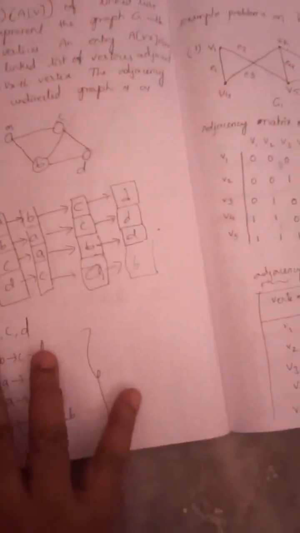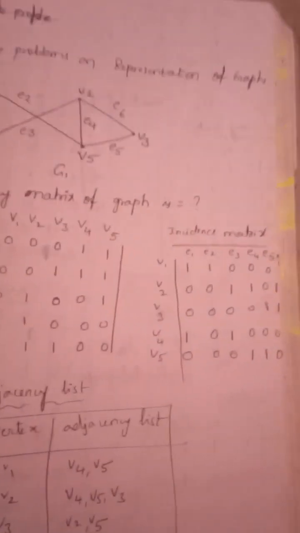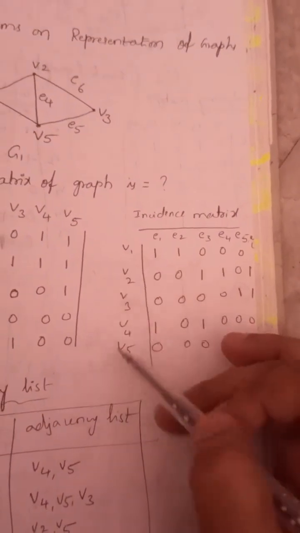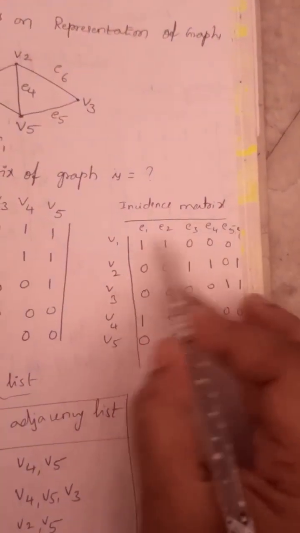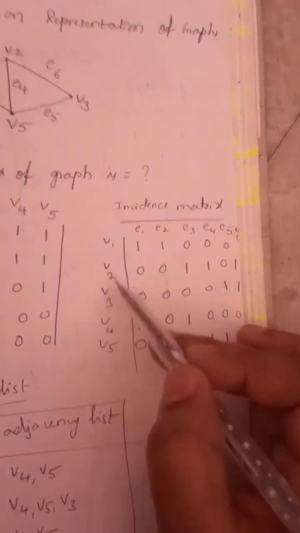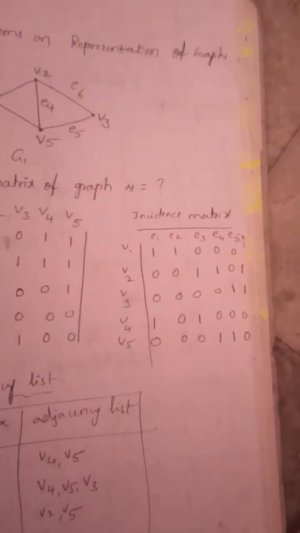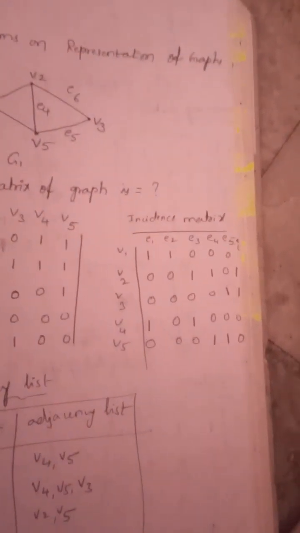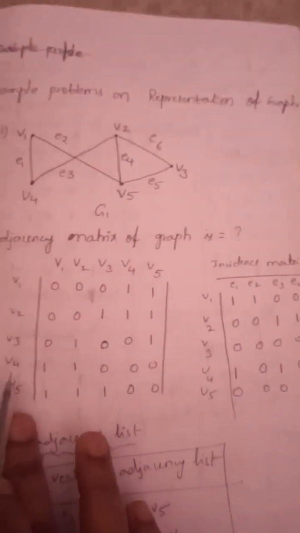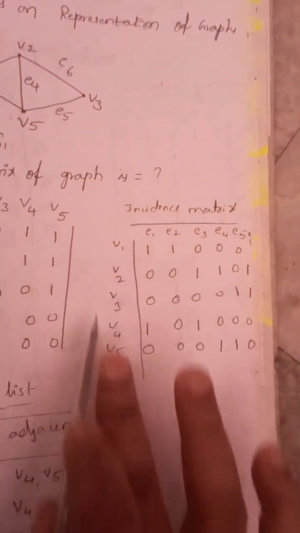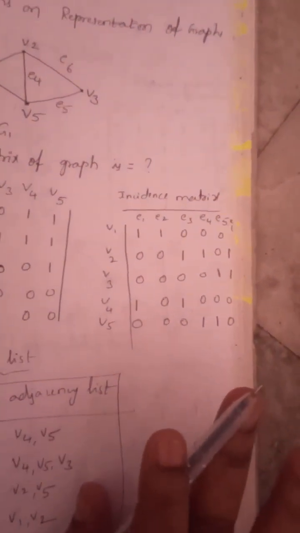And last thing is the incidence matrix, which is between the edges and vertices. Edges we take as columns and vertices we take as rows. This is the incidence matrix. Edges are columns and vertices are rows. And this is the adjacency matrix: between vertices and vertices only we take, and in the case of the incidence matrix, edges are the columns and vertices are the rows. That is the difference you have to understand.